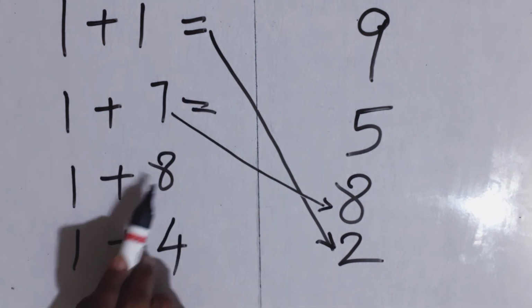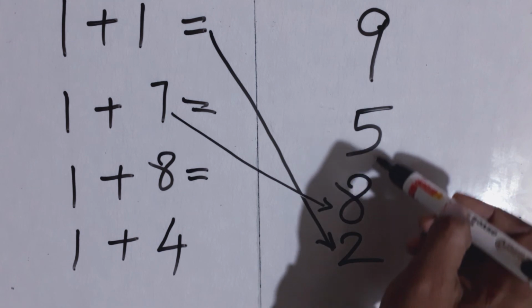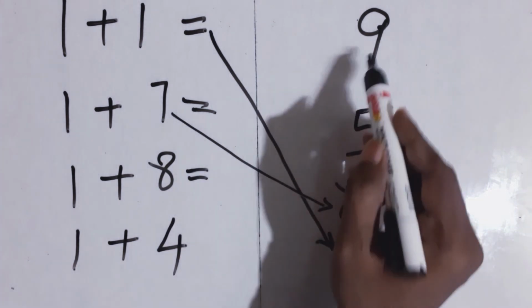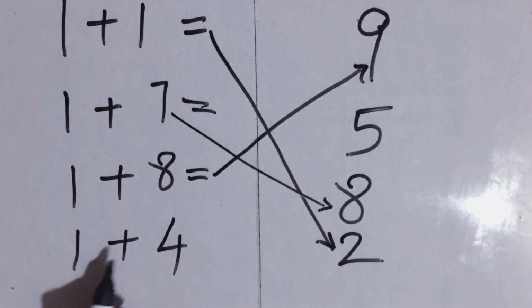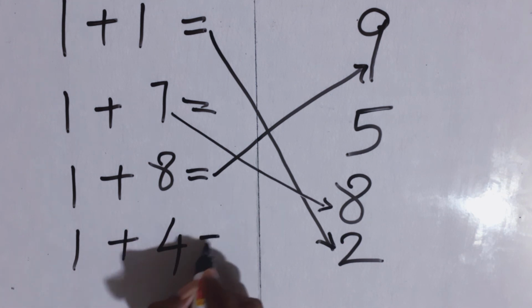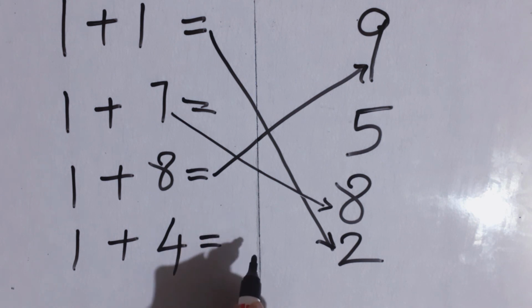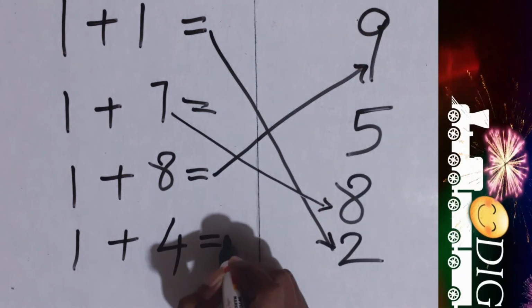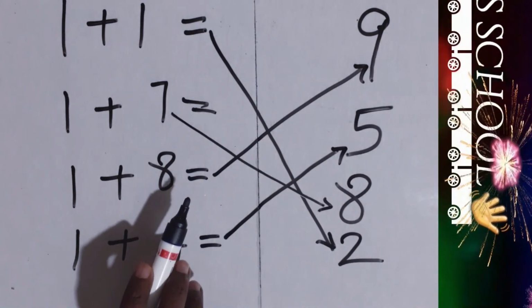Now 1 plus 8 is equal to 9. See here, where is the 9? Here, 9. 1 plus 8 is equal to 9. Now you match this 9. 1 plus 4 is equal to, what is the answer? 1 plus 4 is equal to 5. Where is the 5? See, here is the 5. Draw the line from here to here. You practice like this, match the following.